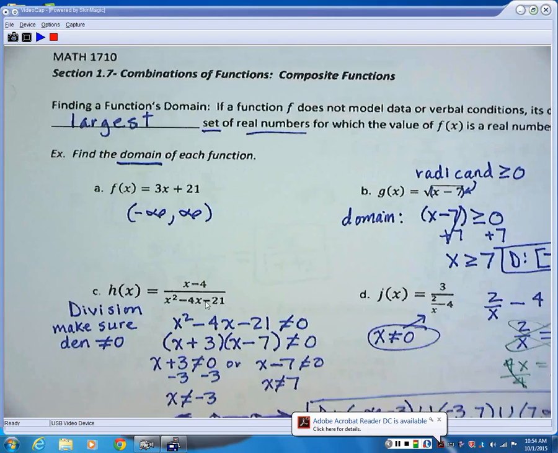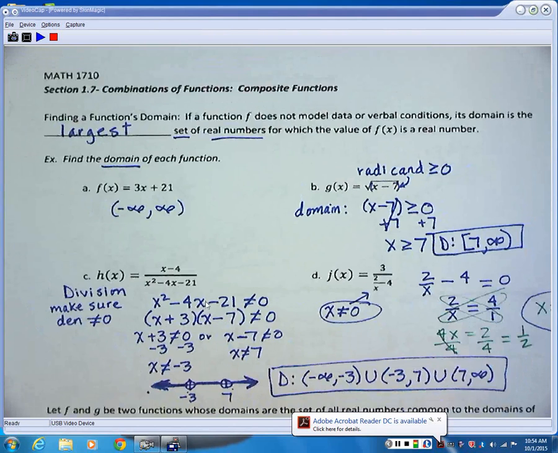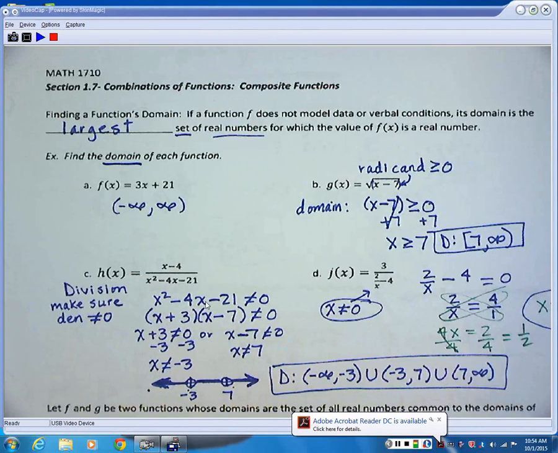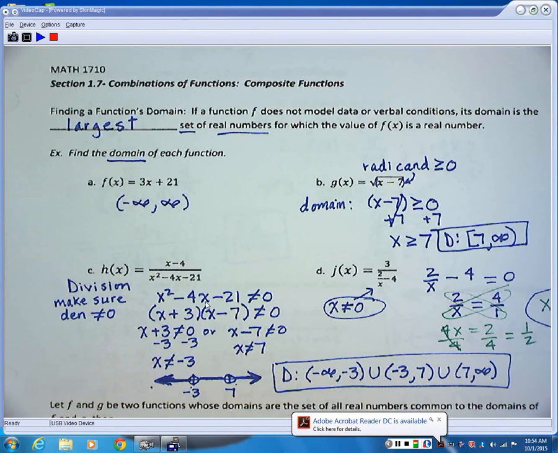In 1.7, you need to be able to find domains. Read the directions on the test. If it asks for a domain, it doesn't mean you're solving it for X or anything. You're just telling me what are the possible values of X in the largest set of real numbers, though.